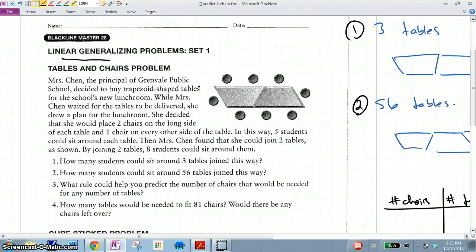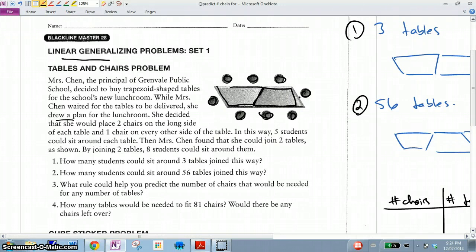In this case, Mrs. Chen, the principal of Grenville Public School, decided to buy these trapezoid-shaped tables, see here, for the school's new lunchroom. While Mrs. Chen waited for the tables to be delivered, she drew a plan for the lunchroom. She decided she would place 2 chairs on the long side of each table, here, or these 2, and 1 chair on every other side of the table, just like you see. In this way, 5 students could sit around each table.